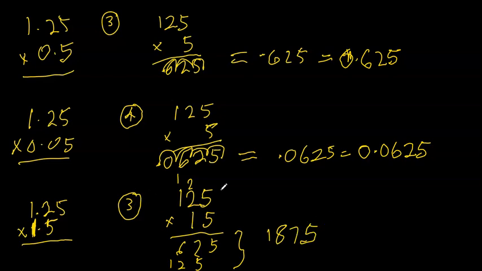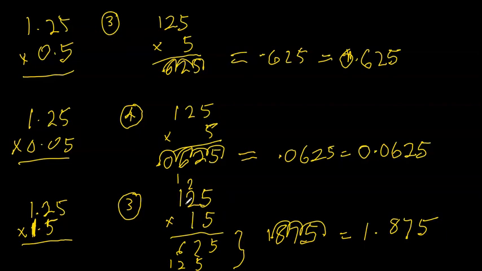All right. So remember, this is not the final answer. We have to account for the decimal places. So we start with our imaginary point here. We're moving 3 places to the left. So we end up here. So our final answer is 1.875.